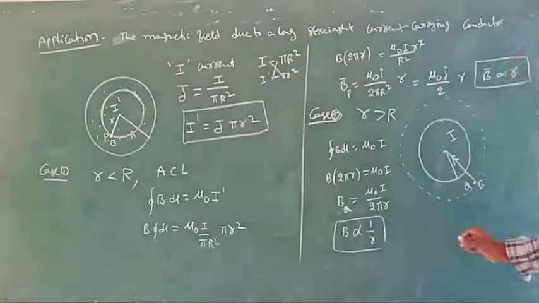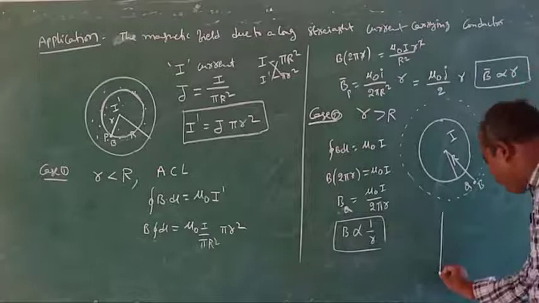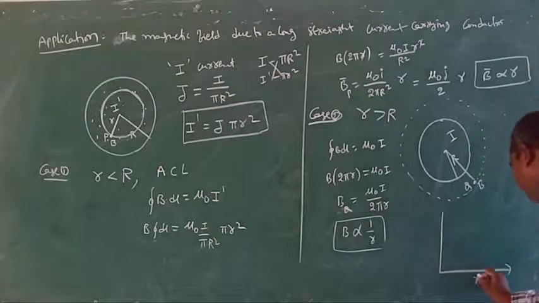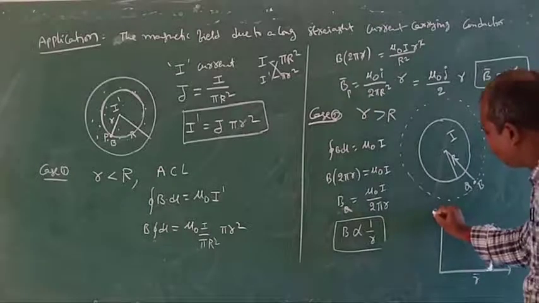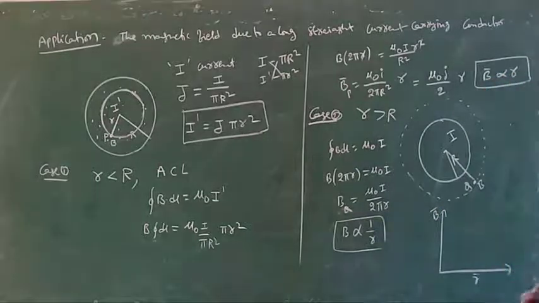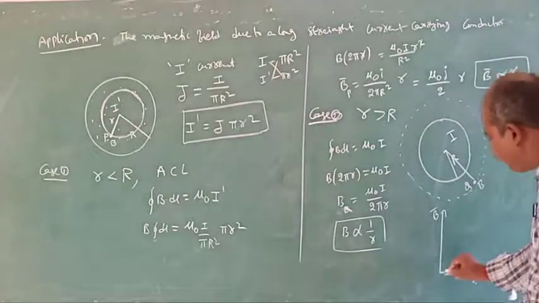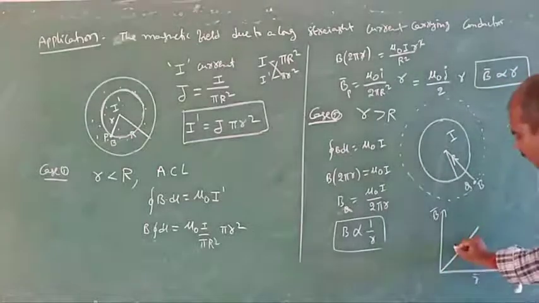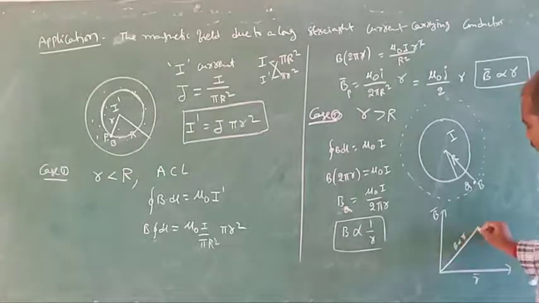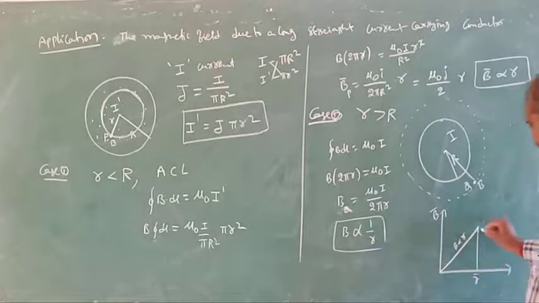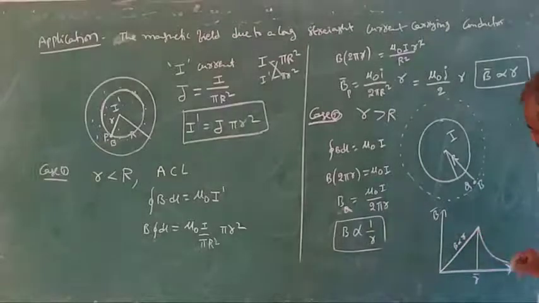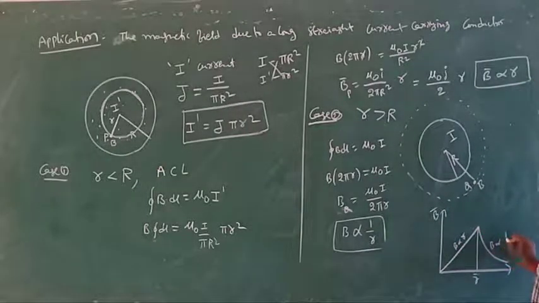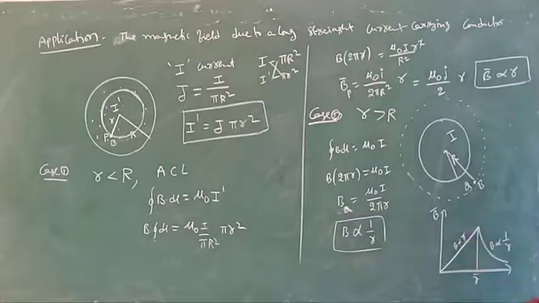Like we draw a graph of radius and magnetic field induction. Inside, it is a straight line; linearly it varies, meaning B is proportional to r. From the surface onwards it is hyperbolic. Then B is inversely proportional to 1 by r, and here B is directly proportional to r.